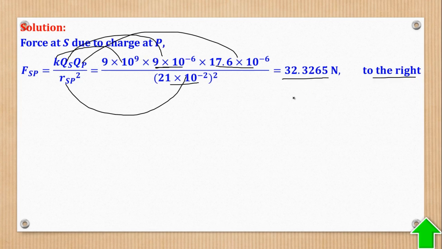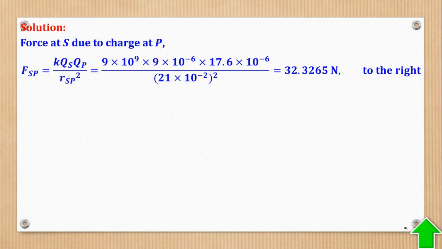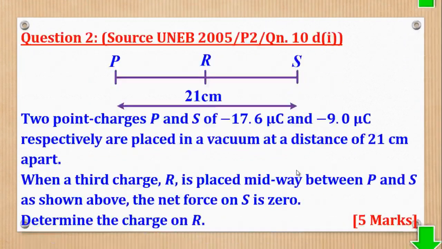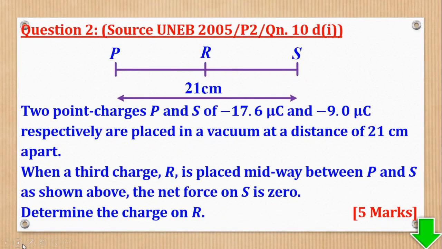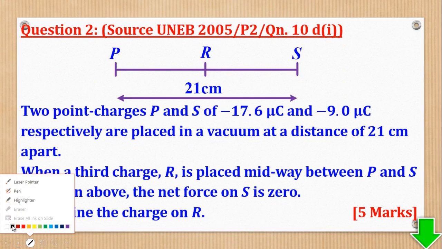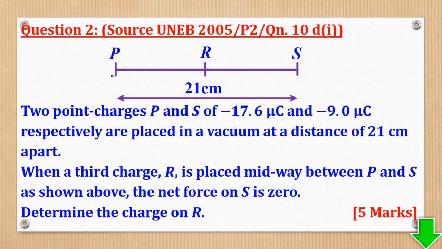So why is it to the right? So we shall go back in the question and we find out why it is to the right. Remember, direction is got by using the law of electrostatics. So this charge at P is negative, and this charge at S is also negative. Now those are like charges, meaning there will be repulsion. So repulsion means that this charge is pushed to the right.